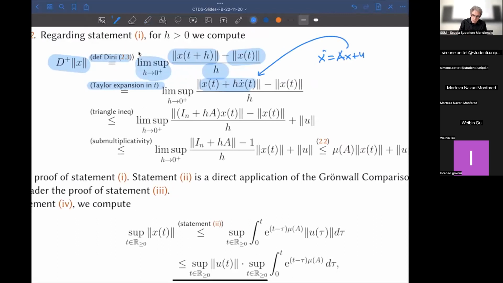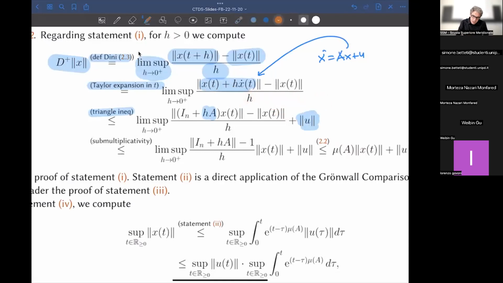If you think about it here, I did 2 steps in one, so I apologize. I have x at time t plus h times Ax plus h u. But now I bring u all the way outside using the triangle inequality, because here I would have plus hu. So I bring it outside, I get h times the norm of u, and then it's divided by h, so this is just equal to the norm of u. So using the triangle inequality, I get u all the way out. And wherever I had x dot, I get hA.